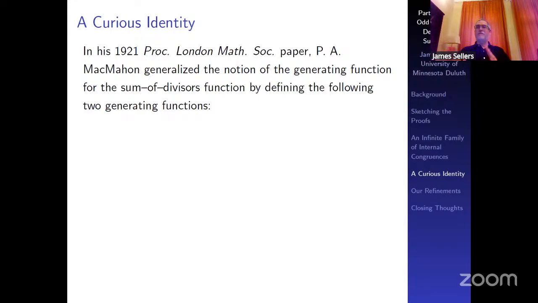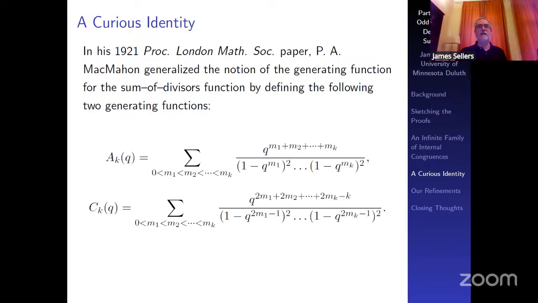I'm now going to rewind us over 100 years to a paper of Percy MacMahon, which appeared in the Proceedings of the London Mathematical Society in 1921. And MacMahon looks at these two functions. I just want to say as a side note, I believe George Andrews gave a talk in this seminar some months ago. And if I'm not mistaken, this object, A sub k of q, was generalized by George and some of his co-authors, Amdeberhan and Tauraso, and George's talk was based on some of that work.